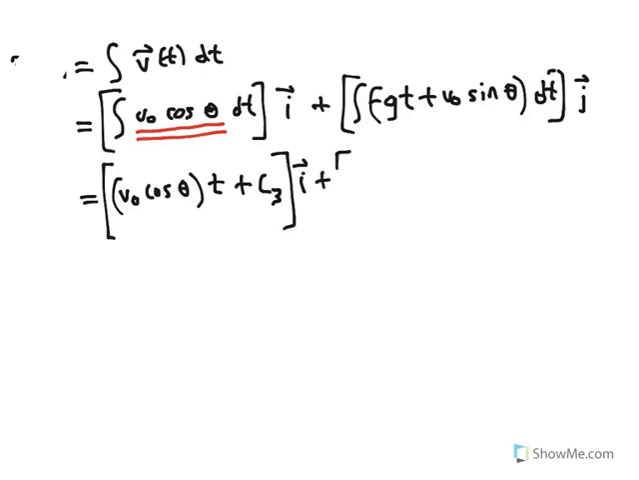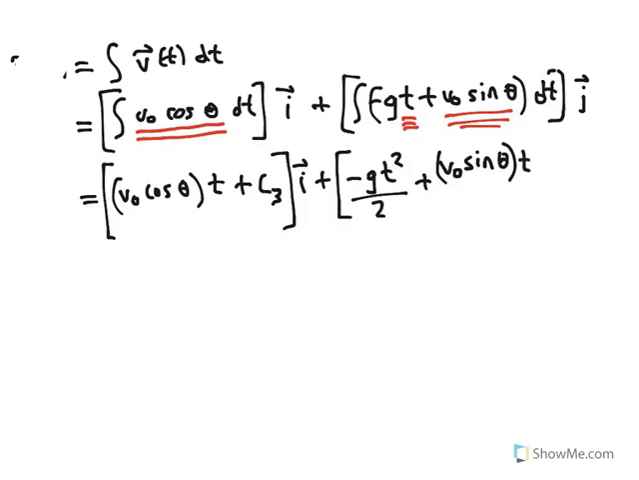And then for the vertical component, we're going to integrate on a term-by-term basis. Again, we're integrating with respect to t. So what you see here is negative g times t to the first. So the antiderivative will be negative g times t to the second over 2. For this particular term, there is no t. So this is a constant. V naught times sine theta is a constant with respect to t. So you will have for the antiderivative v naught sine theta times t. And then, of course, you will have a constant of integration that we will call c sub 4.